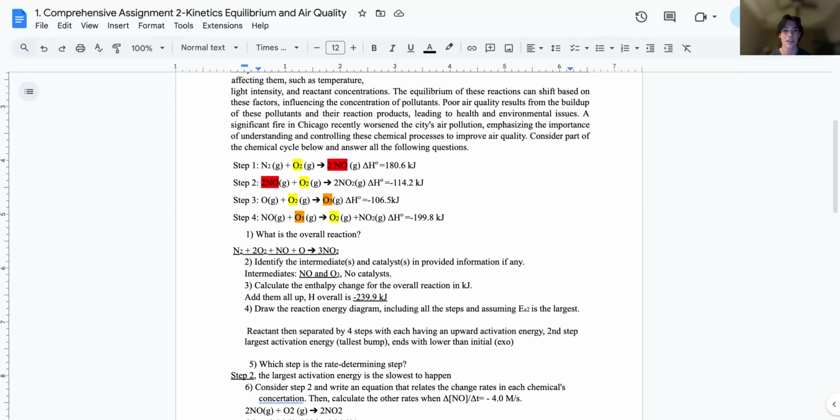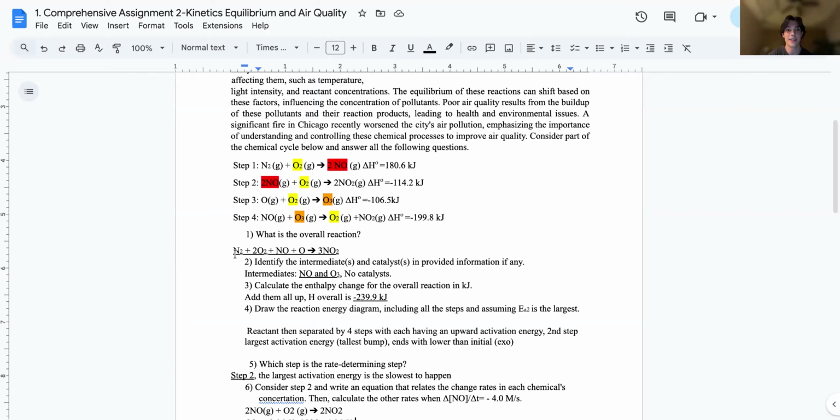To start off with the first equation, the answer is NO2 plus 2O2 plus NO plus O equals the product of 3NO2. This is because in the first equation, you get the product 2NO, and that cancels on the next step. So you immediately cancel those, and that leads you to not having it in the overall reaction.